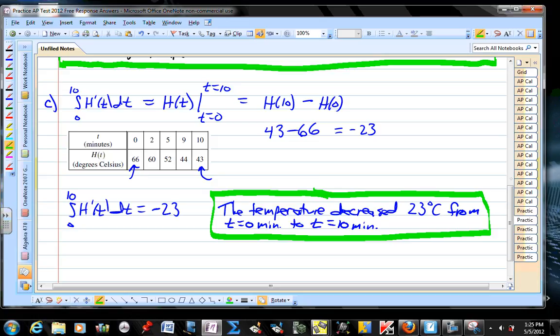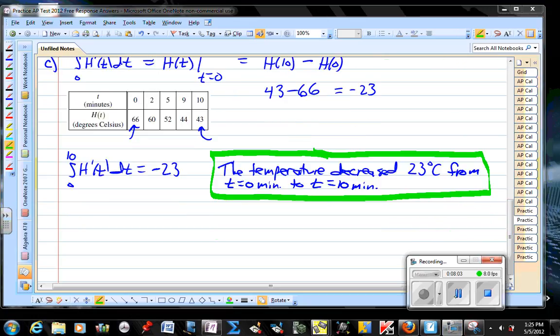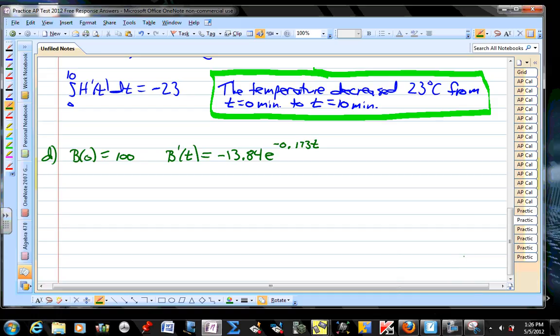Now we have to look at part D. Now in part D, we're given information about biscuits being taken out of an oven, because we all know that biscuits and tea go very well together. We have tea cooling in a pot and biscuits cooling that just came out of the oven. Let's go to work. The initial temperature of the biscuits coming out of the oven was 100 degrees Celsius. Wow, those are some hot biscuits. And the rate of change of the biscuit's temperature is given. So we're supposed to tell how much cooler the biscuits are than the tea.